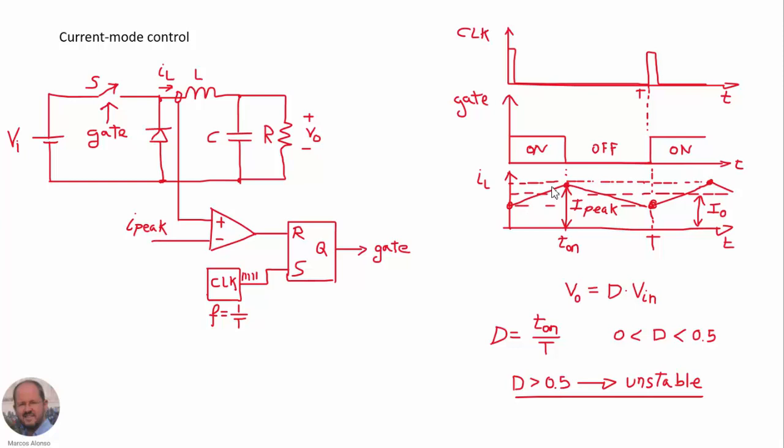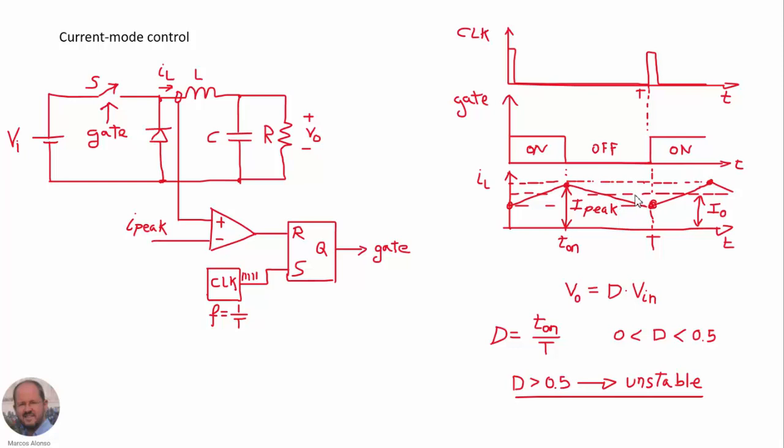Then, using this comparator here, we are measuring the current through the inductor and comparing it with this value here, I peak. When the current through the inductor reaches this value, we are going to have a high value at the output of the comparator, and then we reset the flip-flop, so the switch is going to be turned off. So we are in this situation here. At this moment, the current through the inductor reaches the maximum value, I peak. Then the switch is off, so the current is going to decrease until the end of the period.